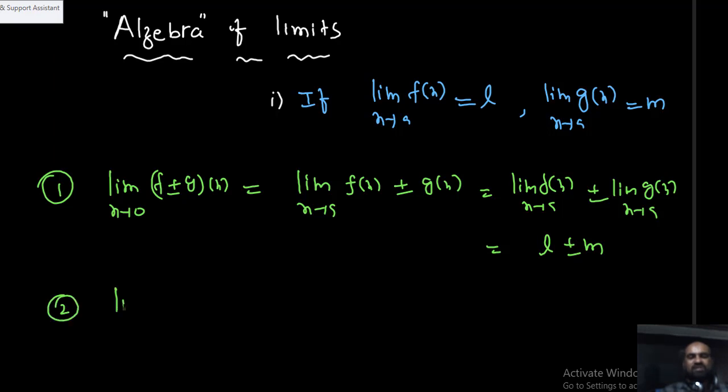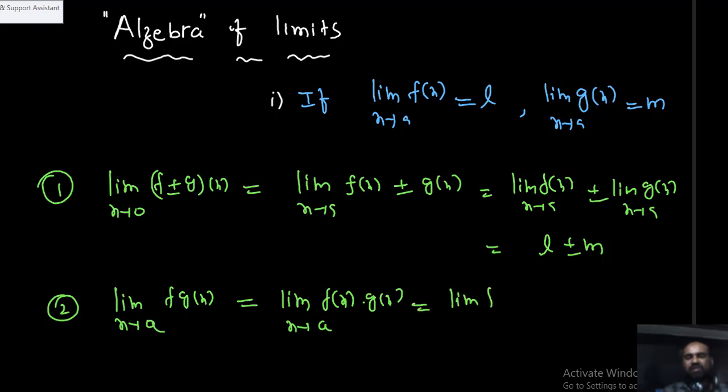Second algebra of limit students: the limit of f g of x where x tends to a is the same as the limit of f of x into g of x, which is the same as the limit of f of x and the limit of g of x, equal to L into m, with one condition. What is that? The limit of f of x should be finite and the limit of g of x should be finite, then only you can apply this algebra of limits.